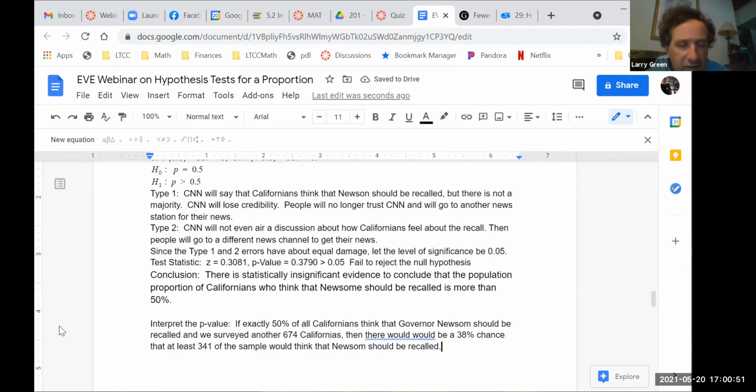Any questions on interpreting the p-value? Any questions on interpreting the p-value?